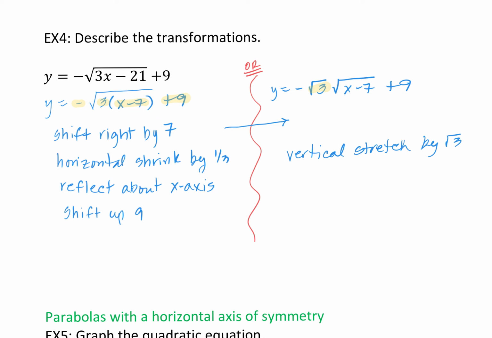Okay, so remember, working inside the function, things are doing the opposite of what you think they should do. Once you're outside of the function, it's exactly as you're reading it. So we're still going to take that negative and reflect about the x-axis, and we're still going to take that plus 9 and shift up by 9.